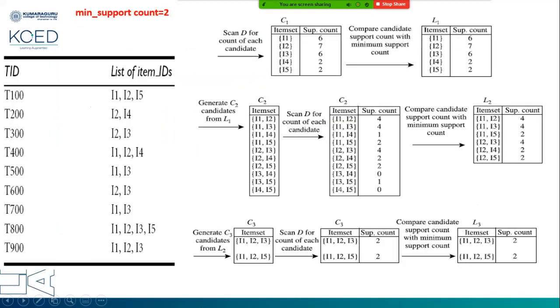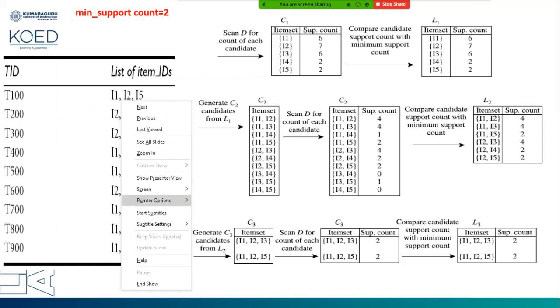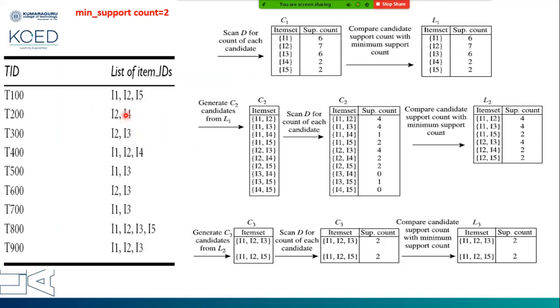These are the transactions, transaction IDs 100, 200, 300, 400, 500, 700, 800, and these are the items. How many items are there? You can count the individual items: I1, I2, I3, I4, and I5, in total 5 items. The first step is to scan the count for each candidate item, that means I1, I2, I3, I4, I5. The support count means how many times each item occurs.